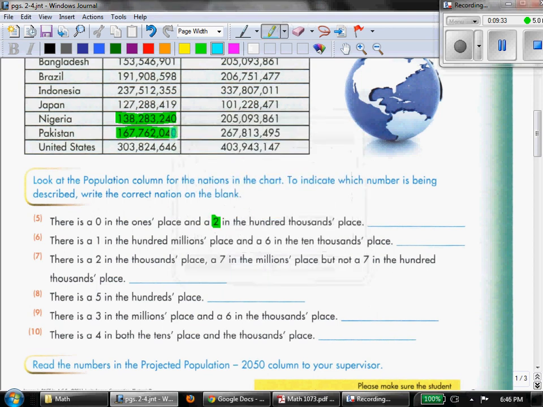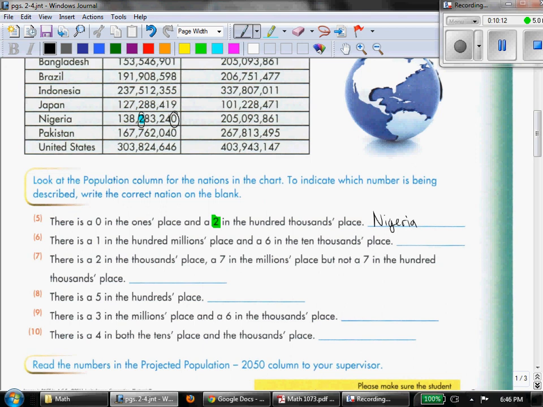So we count 1, 2, 3, 4, 5, 6. Well, Pakistan has a 7 in the hundred thousands place. Nigeria has, oh, you can't even see my highlighting. Alright, I'm gonna erase this. Nigeria has a 2 in the hundred thousands place. You see that? So that's the country that would meet these requirements. There's a 0 in the ones place, it's right here, and there is a 2 in the hundred thousands place, which is right here. So then you'd write Nigeria. And you better write neat, because if you're writing sloppy, you're going to have to erase it.